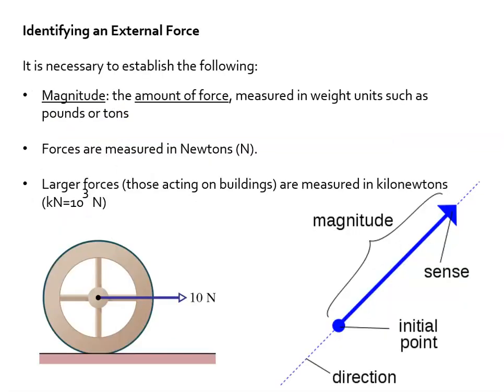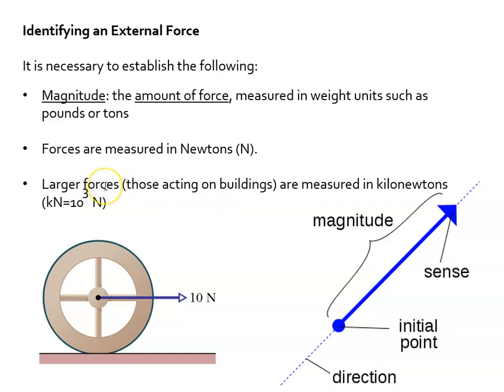Okay, moving on. Identifying an external force. When an external force is pushing on something, there are a couple different ways in which we describe it. So it has a magnitude, or the amount of force. Here's a wheel, and it is being pulled in this direction by a force of 10 newtons. It's typically measured in newtons or pounds or tons. I stick typically with pounds and tons just for consistency, but they are measured in newtons as well.